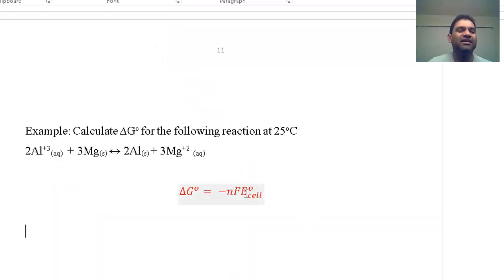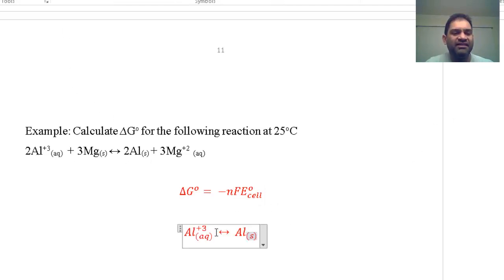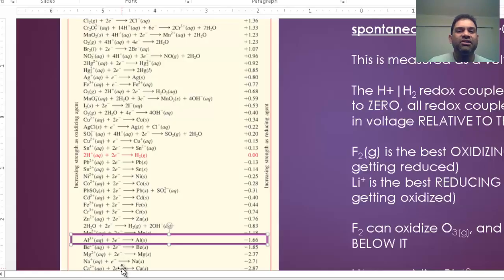Let's calculate E cell here. So Al plus 3 goes to Al would be my first half reaction. To balance this, I'll take 3 electrons on the reactant side, so plus 3 plus 3e minus will give me a 0 on the reactant side and a 0 on the product side. In our standard reduction table, Al plus 3 electrons going to Al solid is minus 1.66 volts. So let's write that down as our half reaction.